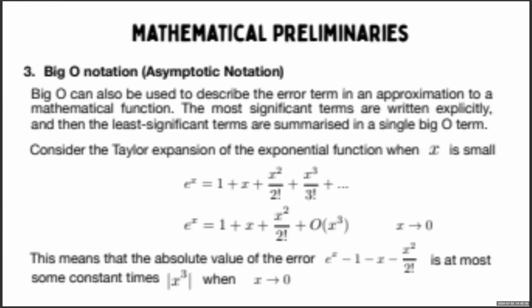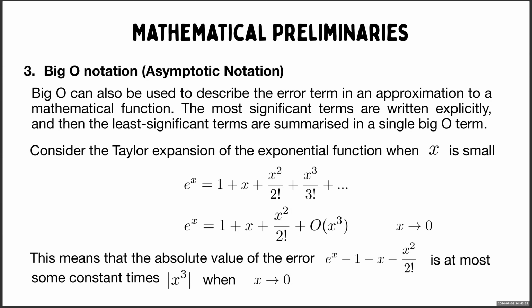So if you go back, for example, here, we'll usually say that this series approximates the exponential function up to order x cubed. Because the highest term is x squared and the error term will be x.